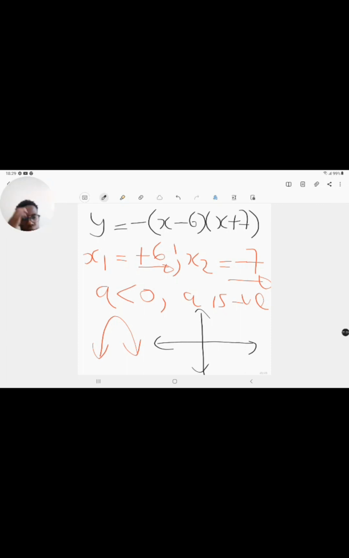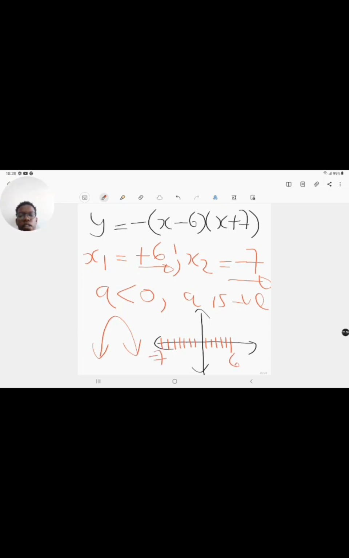You would say, okay, so my graph has the x-intercepts at x1 is equal to 6. So 1, 2, 3, 4, 5, 6 is there. Then minus 7, let's place them a little closer. 1, 2, 3, 4, 5, 6, 7. That's minus 7 and that's 6.